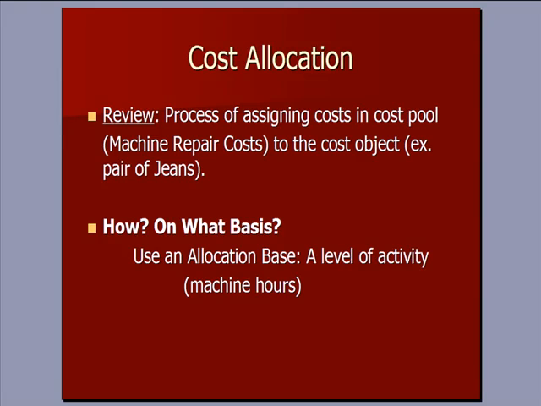Finally, we talk about cost allocation, which relates to the last spreadsheet. The process of assigning costs in a cost pool, for example, the cost to repair machinery in the Levi jeans factory. That's a cost pool, and we have to assign that to a cost object, the thing that's causing us to incur costs, which is that we're manufacturing pairs of blue jeans. And the question is, what basis do we use for allocating these repair costs? We use an allocation base, or a level of activity. In my example here on this slide, it would be machine hours to use the machines. If we're using machines more often, we're going to have repair costs incurred.